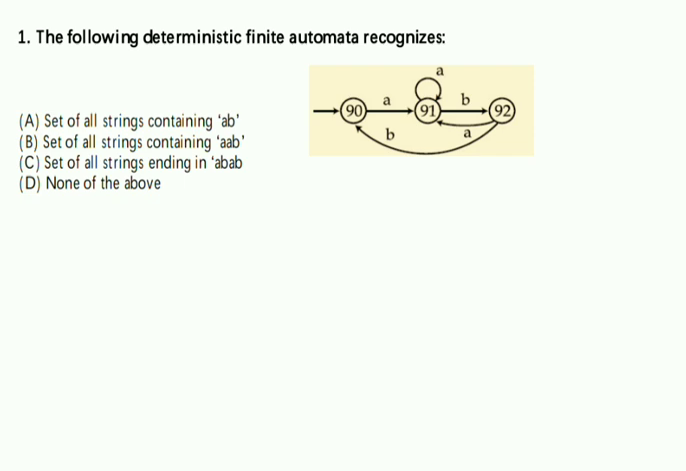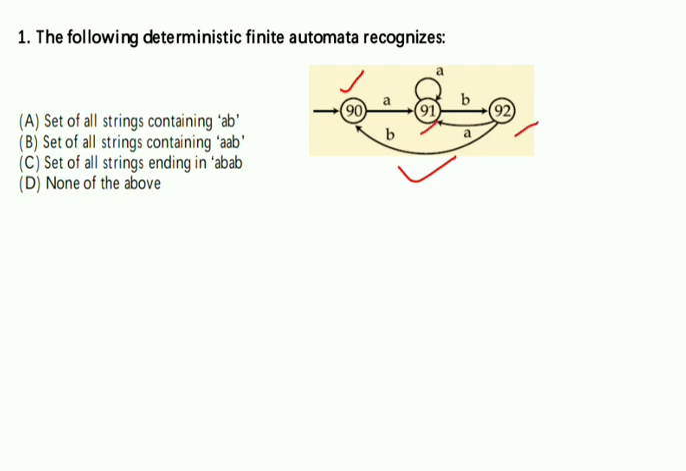The following deterministic finite automata recognizes. Given the DFA diagram here, we have to find out which string will be accepted by the given DFA. If you observe here, the starting state is Q0 and the remaining two states are Q1 and Q2.